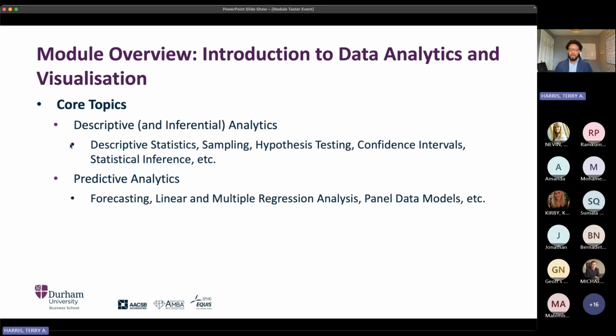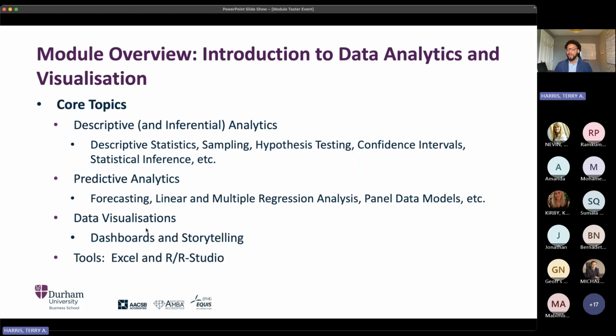from business related fields. In the second phase, or second theme of the module, is predictive analytics, where we will be exploring the themes of forecasting, so how to forecast things like sales, linear and multiple regression analysis, how to create multiple regression models, panel data models. These are the main topics that we'll cover in predictive analytics. And then finally, we'll discuss data visualizations, where we'll be discussing the best practices for constructing dashboards and telling stories using data.